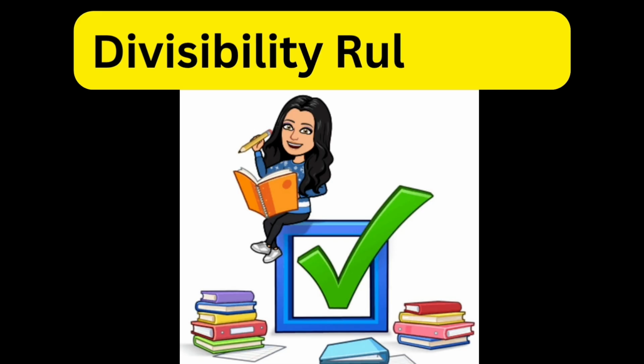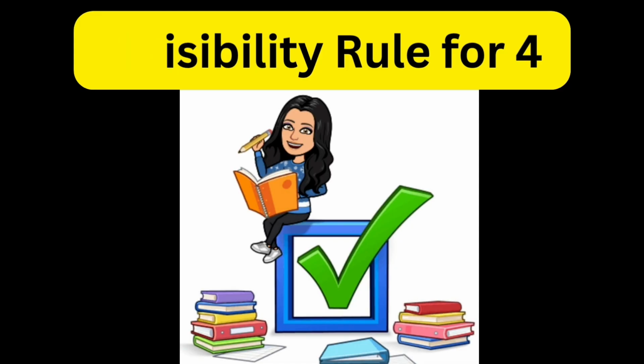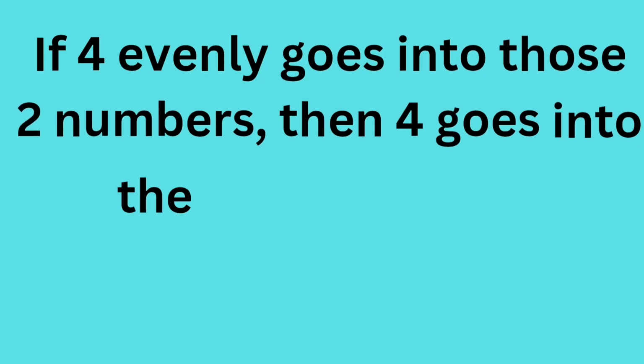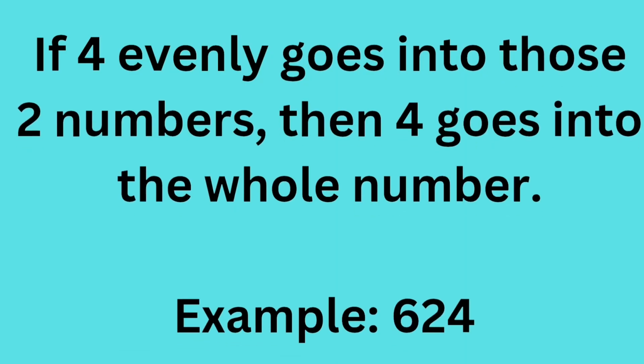About the divisibility rule for 4. The rule for numbers that can be evenly divided by 4 is easy. First, look at the last 2 digits. If 4 evenly goes into those 2 numbers, then 4 goes into the whole number. For example, 624. 4 goes into 24 evenly, so it goes into 624 evenly.